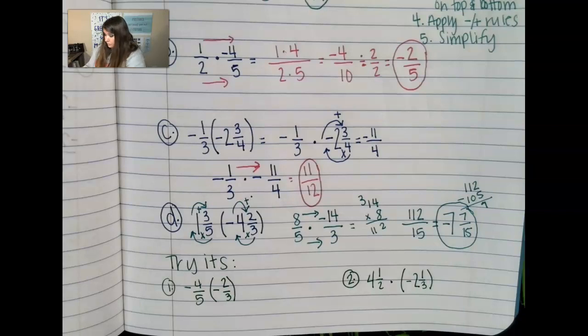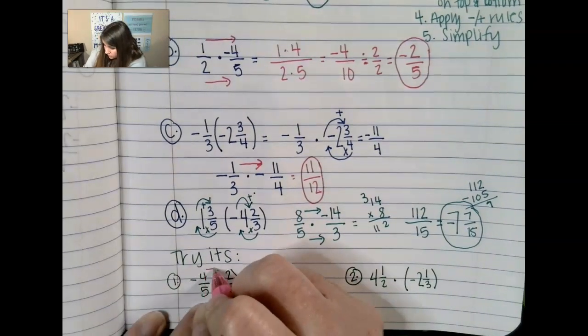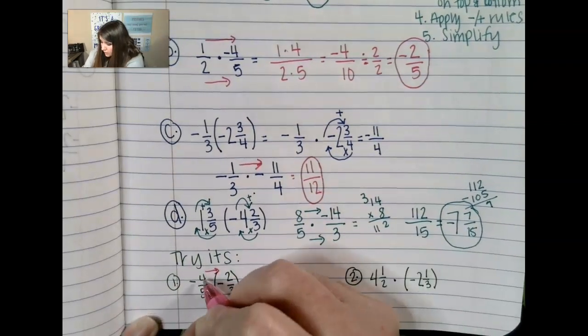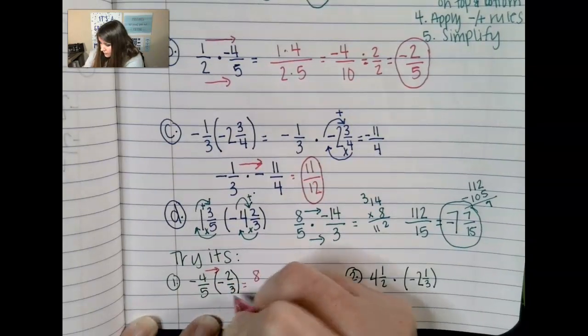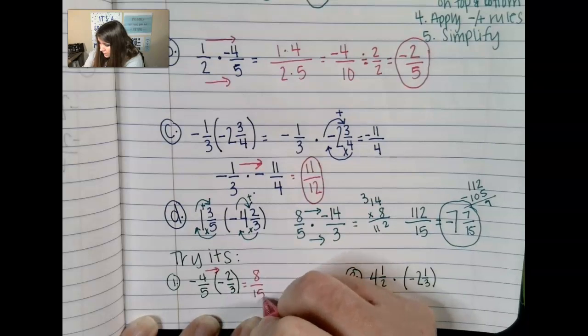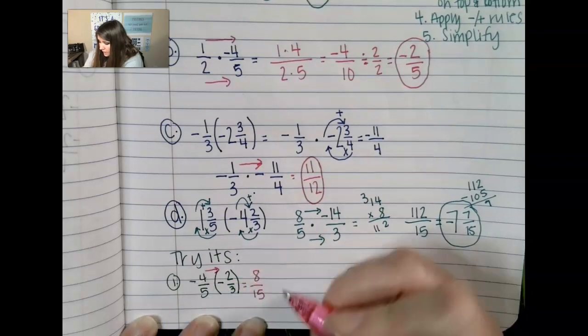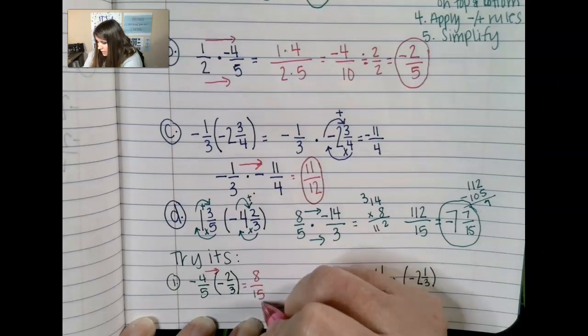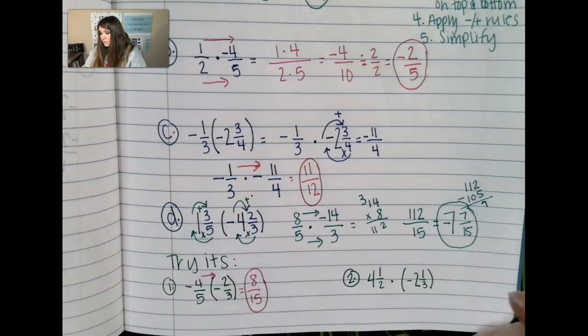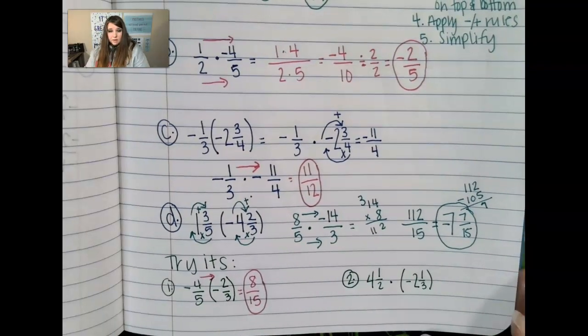All right. So first I just want to multiply straight across. So 4 times 2 is 8. 5 times 3 is 15. And a negative times a negative gives me a positive. And I don't know any numbers that can go into both of those to reduce down. So I am done with 8/15. How did you do on that one? 8/15.